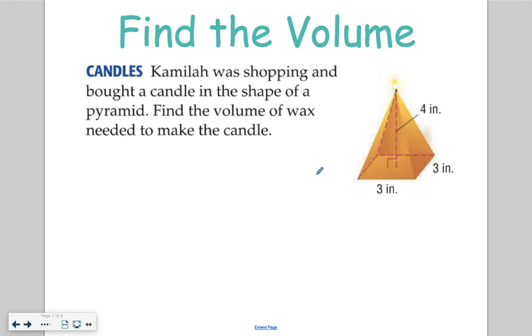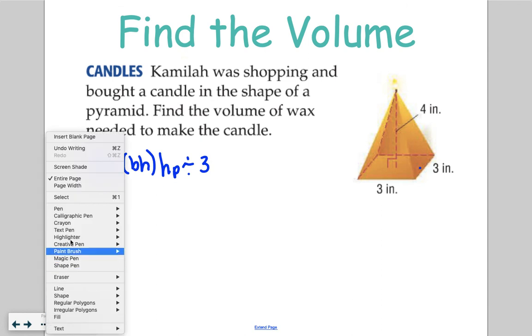And then we're going to finish up with a couple word problems here. So Camilla was shopping and bought a candle in the shape of a pyramid. Find the volume of wax needed to make the candle. So you're going to look at the bottom here, and you're going to notice that it's a rectangle. So we're going to use that rectangle formula, which says volume is equal to base times height times the height of the pyramid divided by 3.